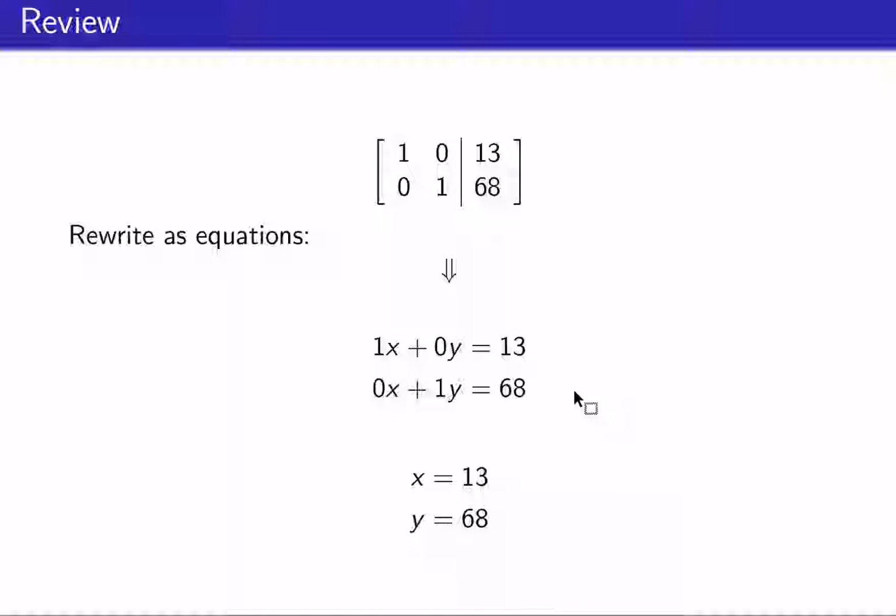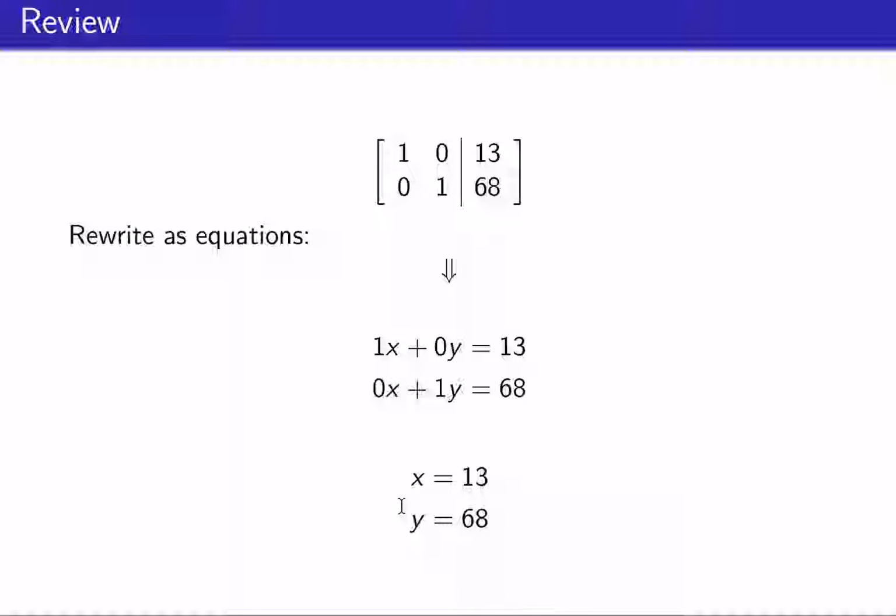And then the last step is we turn this, let's say we have this, for example, as our matrix at the end. You notice this is in the form that we're supposed to get it, ones here, zeros here. And then we rewrite it as equations like this. This means 1x plus 0y equals 13. This means 0x plus 1y equals 68. Reading this off just says x equals 13, y equals 68.